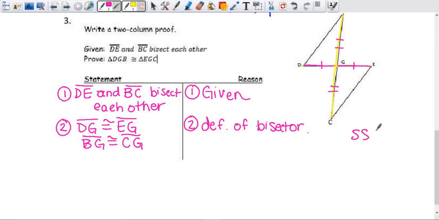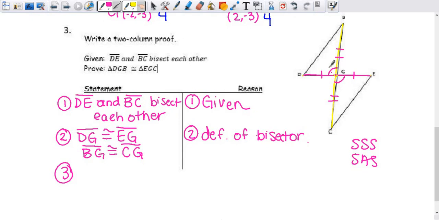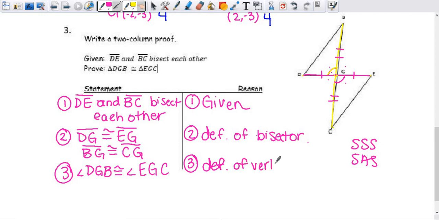Okay, so now we don't have any common sides. I have 2 sides, so I'm either going for side, side, side, or side, angle, side. Well, I do have vertical angles right here, and that would give us side, angle, side. So if we're going to mark our vertical angles, we will need to use 3 letters to name these angles, because if I just call it G, I don't know if I'm talking about this one, this one, this one, or this one. So this first one right here, I'm going to call that DGB. So angle DGB is congruent to angle, and I'll go back in the same order, EGC. And those were vertical angles, so definition of vertical angles.